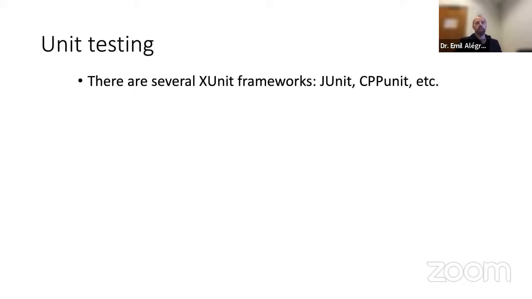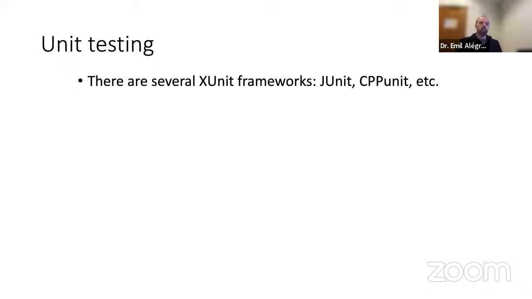Then we have unit testing and a little bit more technical stuff about this. So you get to see an example of what they might look like. And unit testing is generally done with xUnit frameworks. And x here stands, you have to replace that depending on what programming language you're using. So for Java, it's called JUnit. For C++, it's CppUnit. For C#, it's NUnit, etc., etc.